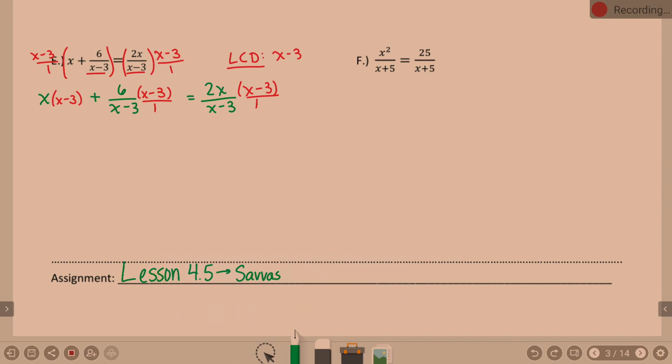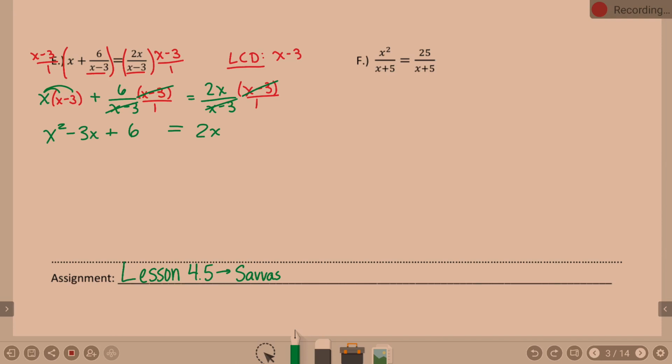What happens on the first set? X times x minus 3, anything cancel? No. We're just going to distribute. So this becomes x squared minus 3x. Second set. What cancels? X minus 3 cancels, leave me with plus 6. Equals. On the right side, what cancels? X minus 3, leave me with 2x.